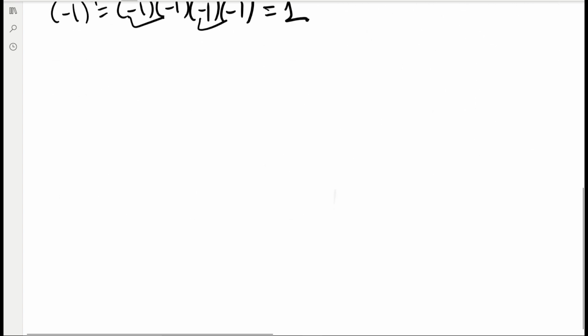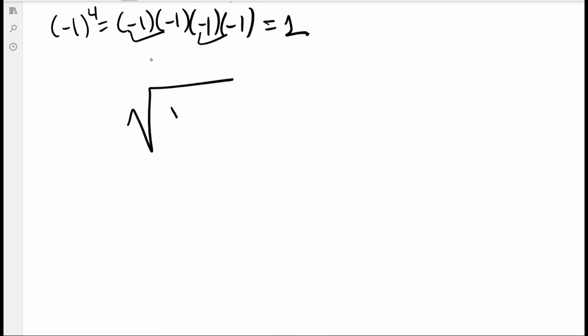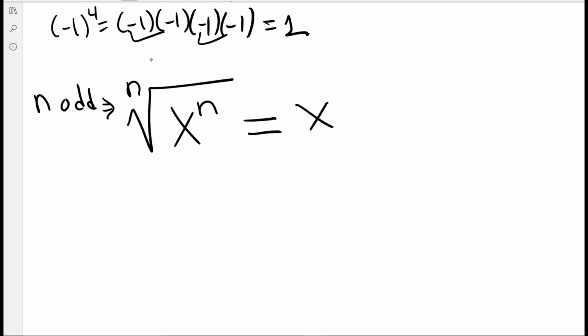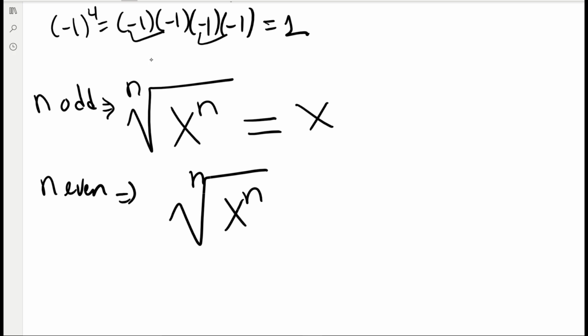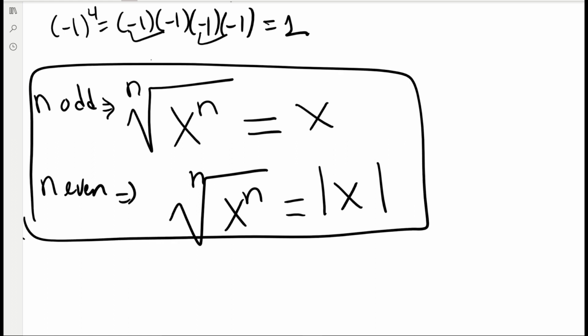So moral of the story here is, if n is odd, then this means the nth root of x to the n, you can cancel them out and say that it's x. If n is even, then this does not work. And what you have to do is, if you can't just simply cancel it out and call it x, you would have to call it absolute value of x. And this is the general rule of thumb that you want to keep in mind.